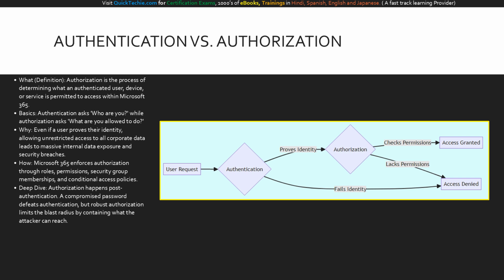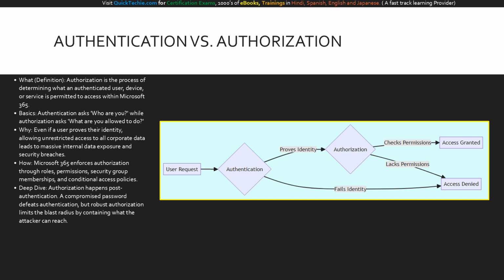In Microsoft 365, every interaction, whether reading an email, joining a Teams meeting, or opening a SharePoint document, requires explicit authorization. If we fail to design a strict authorization model, an attacker who steals a standard employee's password suddenly gains access to the entire company's intellectual property. We must build robust, granular authorization barriers to protect our data.